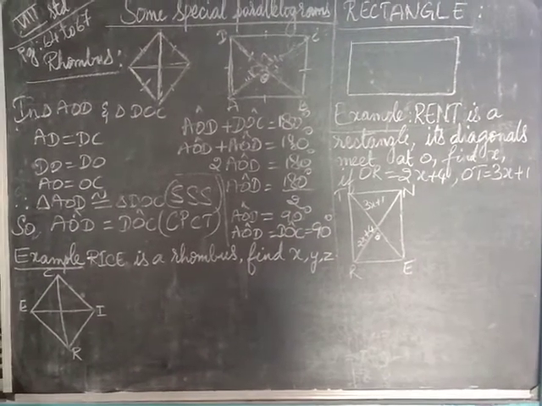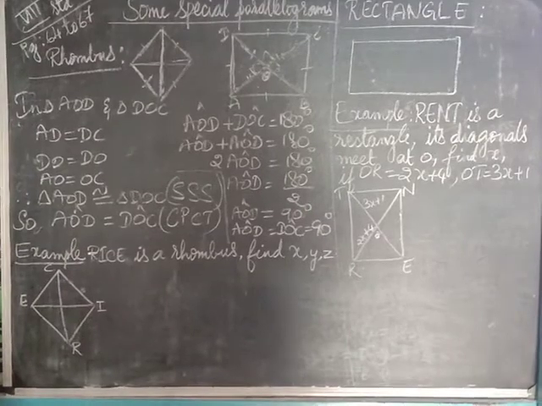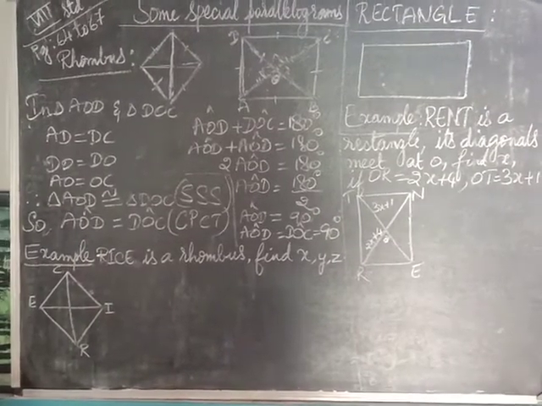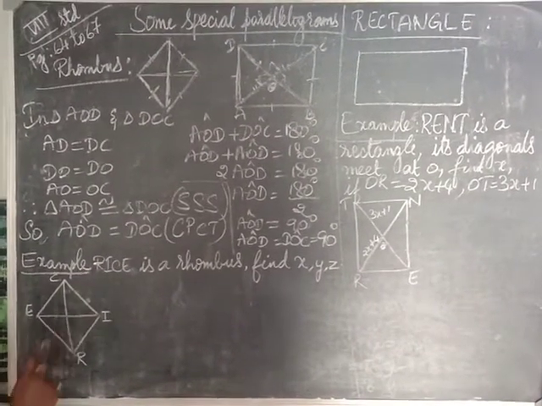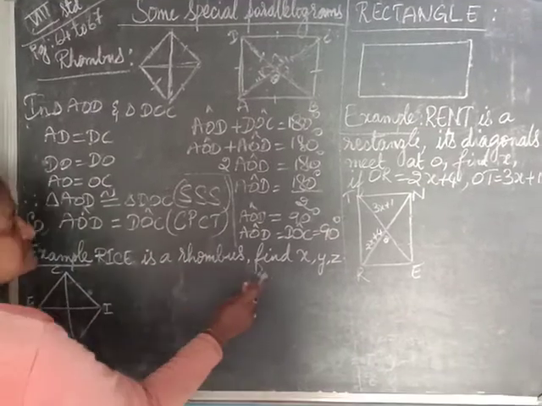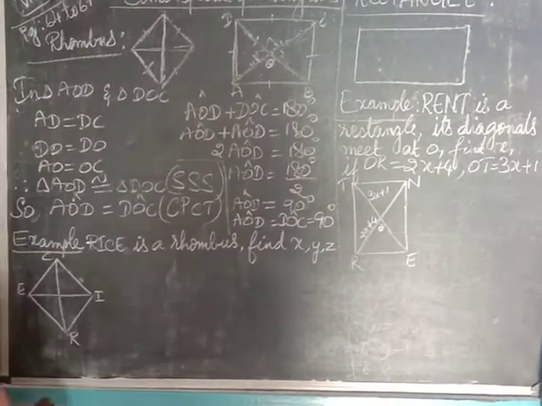Hope you all understood. Now, based on this concept, let us move to the example. RICE is a rhombus, then find XYZ.